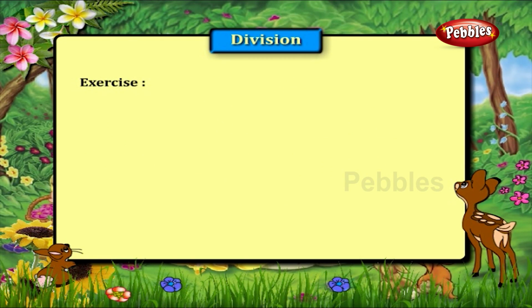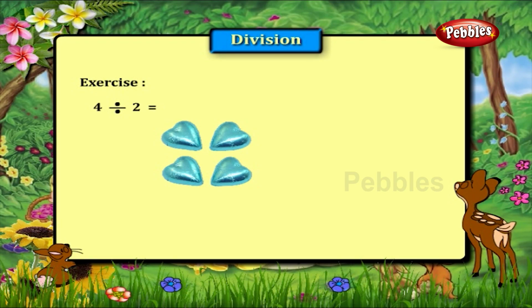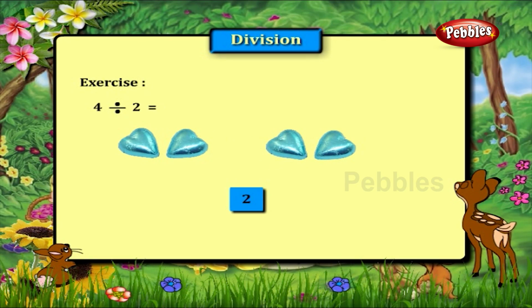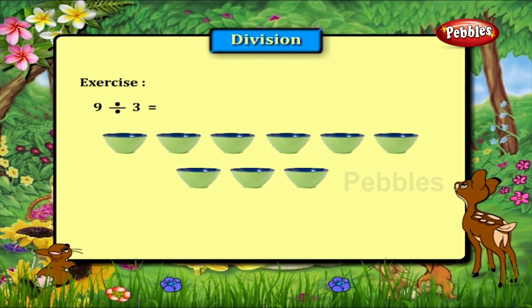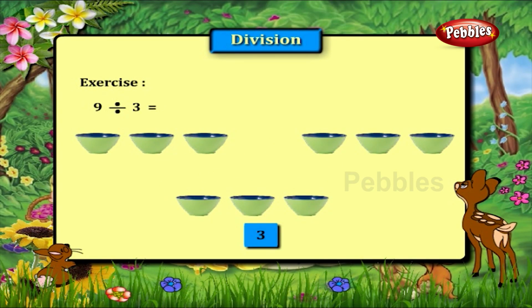Let us do some exercises. 4 divided by 2 is equal to 2. 9 divided by 3 is equal to 3.